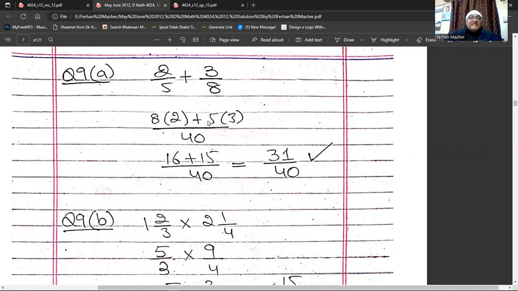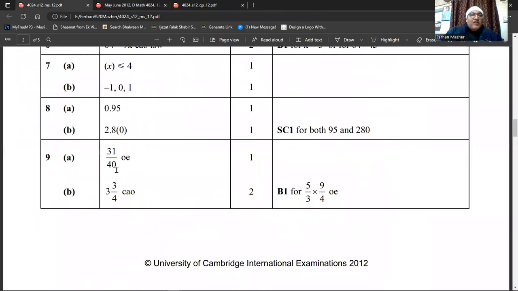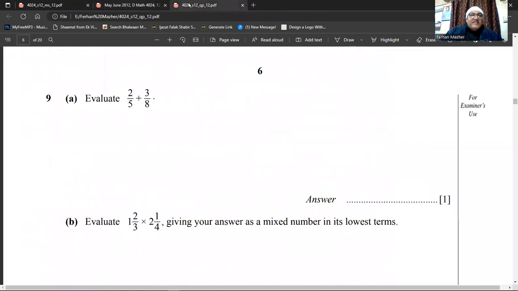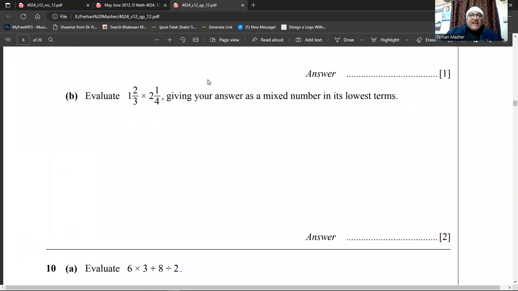So 8 2s are 16 plus 3 5s are 15. So it will be 16 plus 15, that's 31. So the answer is 31 by 40. So my answers are right. Okay, question number 9, it's B part.